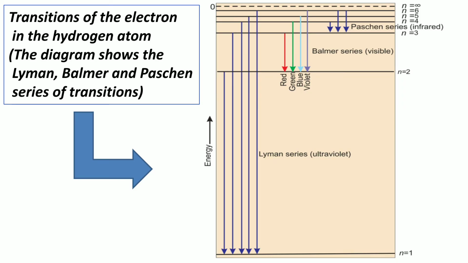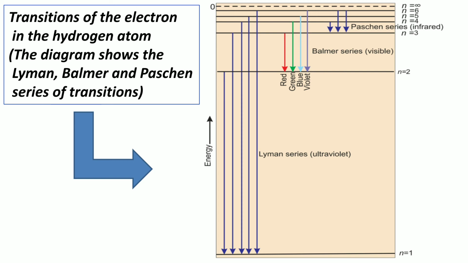So this is the transition of electrons in the hydrogen atom. This diagram shows the Lyman, Balmer, Paschen, Brackett and Pfund series of transitions. As you can see in this diagram, the n1 value is 1. This is the ground level of the energy state, and the value of energy increases when the value of n increases, like 2, 3, 4 and 5, 6, 7 respectively, and at infinity the energy is highest.